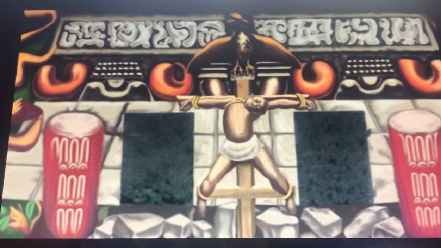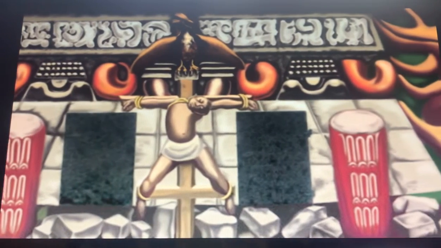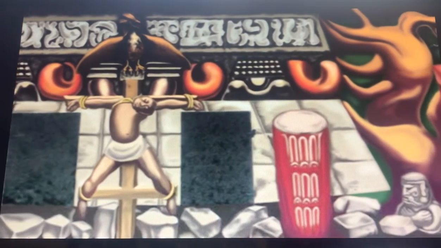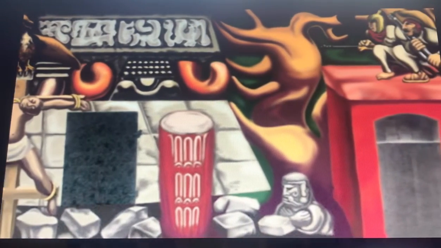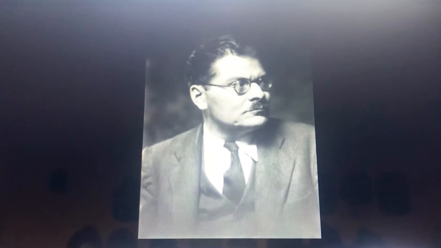Second, David Alfaro Siqueiros made a mural called Tropical America that is located in Los Angeles by Olvera Street. The image illustrates a Mexican Indian being crucified on a cross and was meant to be a critique of United States imperialism. The third prominent figure in the Muralist movement is Jose Clemente Orozco.